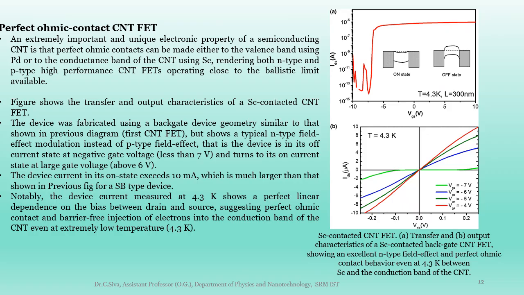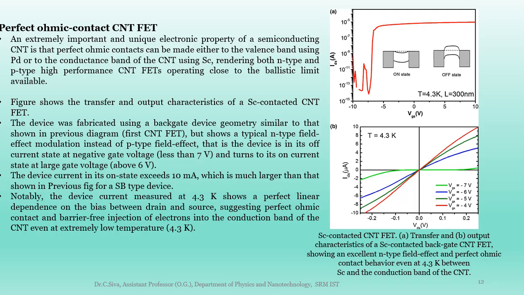The next is perfect ohmic contact CNT FETs. Later research showed that perfect ohmic contacts can be made to CNTs. Palladium contacts the valence band giving p-type behavior, while scandium contacts the conduction band giving n-type behavior, due to the charge carriers available in those materials.